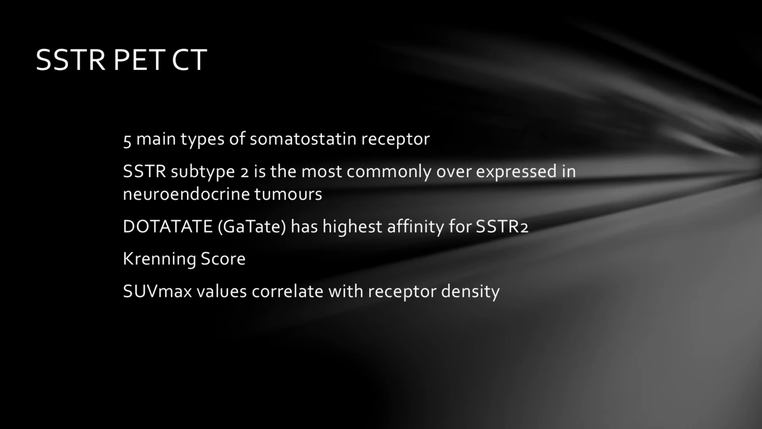Like octreotide scans, somatostatin PET-CT or GAT8 PET-CT relies on the presence of those somatostatin receptors on tumour cells. There are 5 main types, of which SSTR2 is the most commonly overexpressed in neuroendocrine tumours. We use dotatate or GAT8 because it has the highest affinity for these receptors. We can use both the Krenning score and another score called the SUV max. That's a quantitative measure: a number that we get when we highlight an area on our scanner, and it gives us a number.